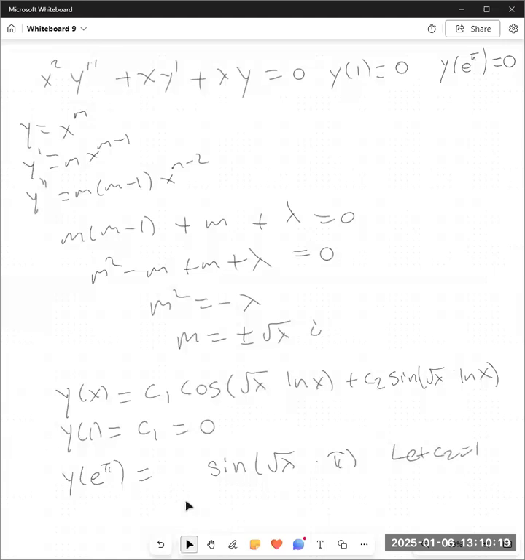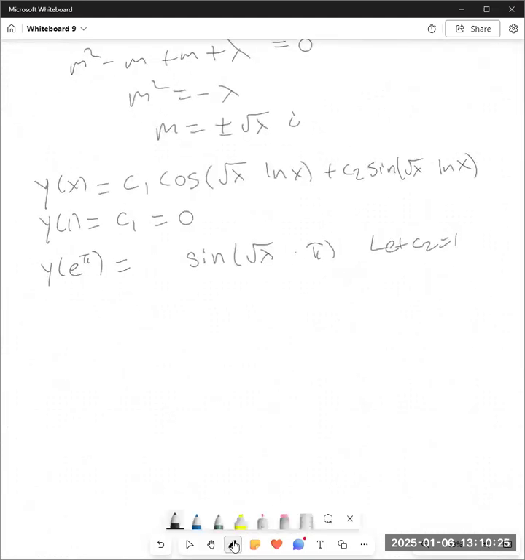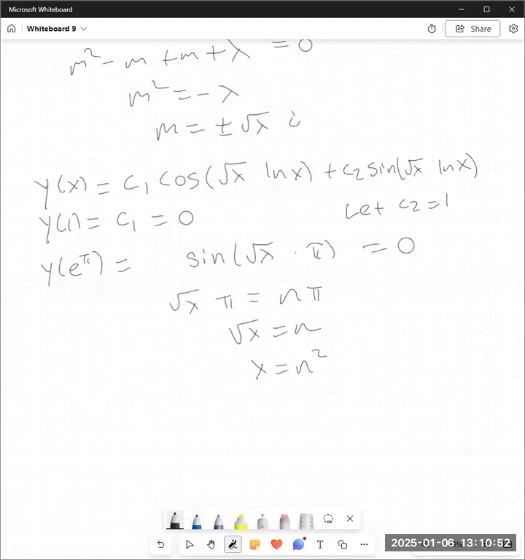That doesn't lose any generality because I can have other solutions to the problem that are constant multiples. This needs to be equal to 0. So that means that root lambda pi needs to be equal to n pi, and root lambda needs to be equal to n. Lambda needs to be equal to n squared, with n equaling 1, 2, 3, and so on and so forth.